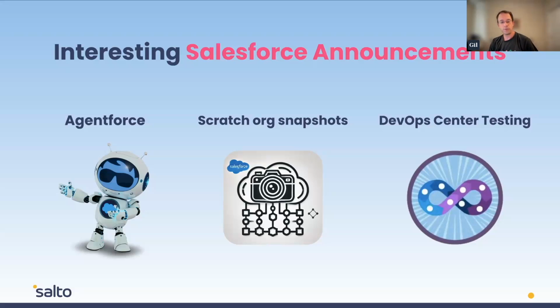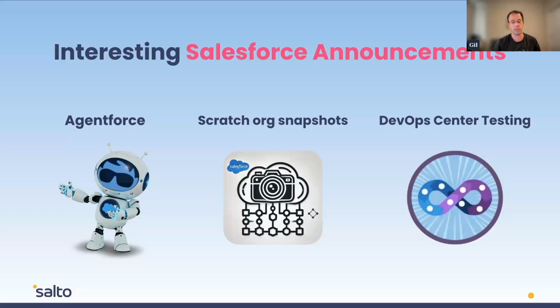Now, let's move to two other announcements that were not as noisy, but I think are actually very interesting. The first one, for those of you who've heard about it, is Scratch org snapshots. I know that using Scratch orgs is still not that common with many enterprise customers, and one of the reasons was that getting a relevant Scratch org to your organization can be challenging.